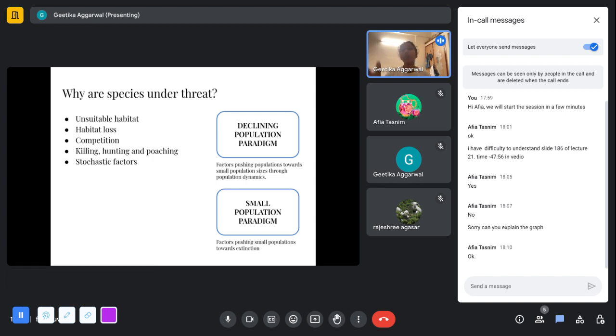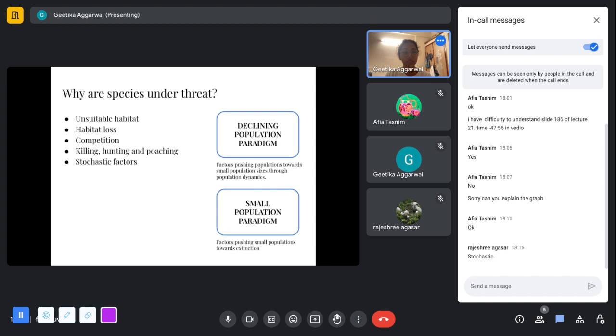So, can you guys tell me, out of these factors here on the left, which of them fall under the declining population paradigm and which of them fall under the small population paradigm? Or in general, which factors comprise the declining population paradigm and which factors comprise the small population paradigm? Stochastic is under which one? Which category?